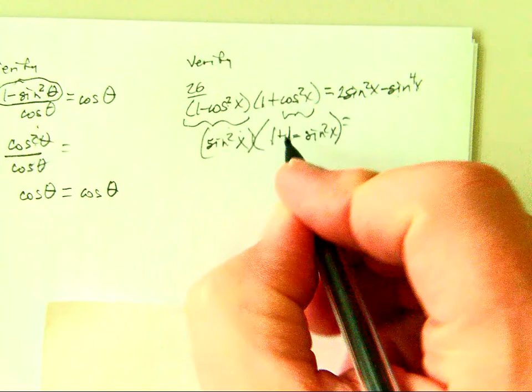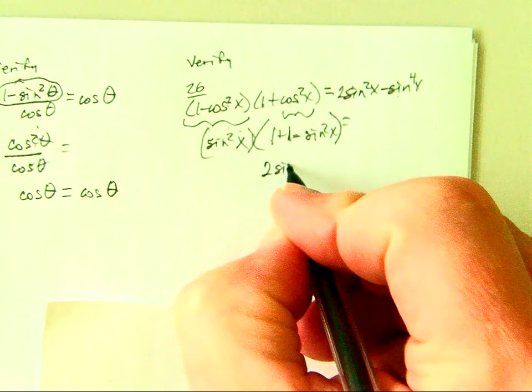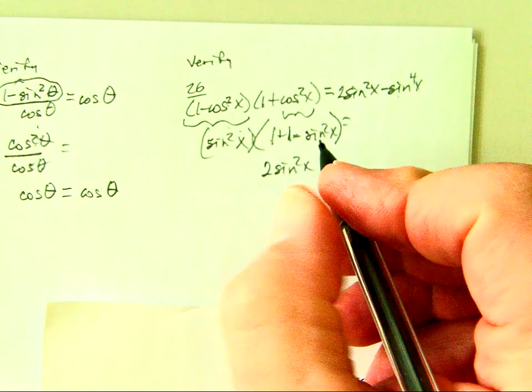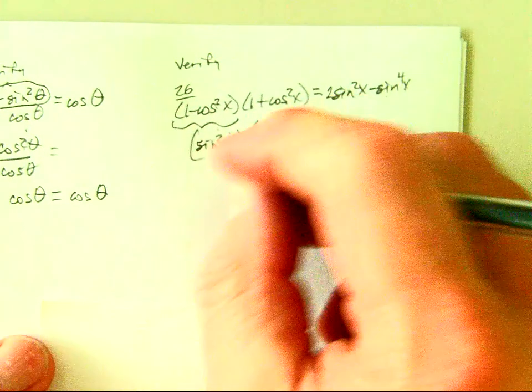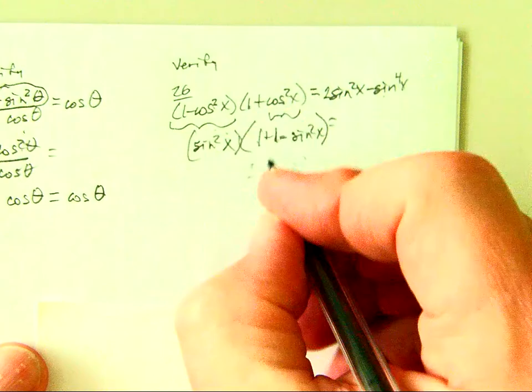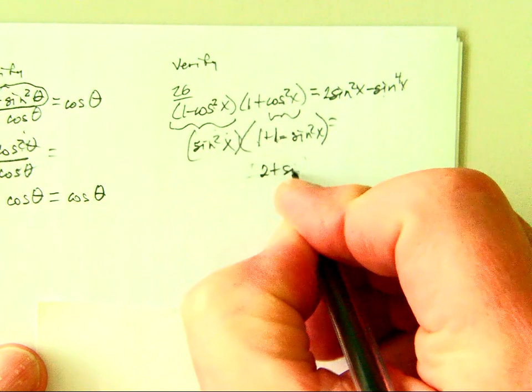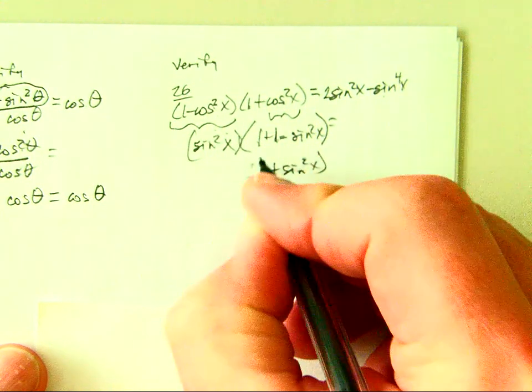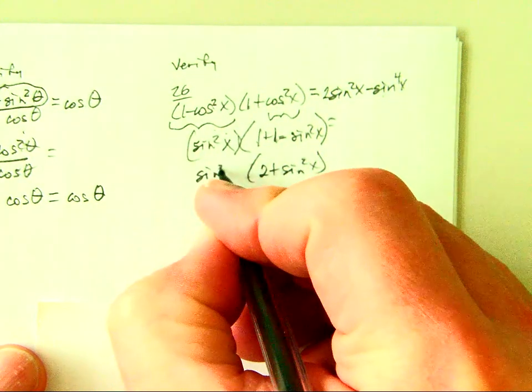Well, let's see, if I add here, that's 2 sine squared x. Sorry, I forgot my plus sign. That's 2 plus sine squared x. And out in front I have sine squared x.